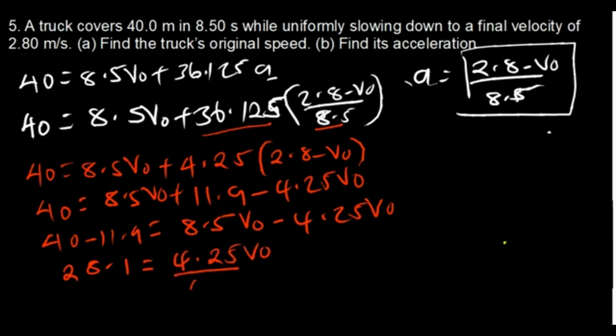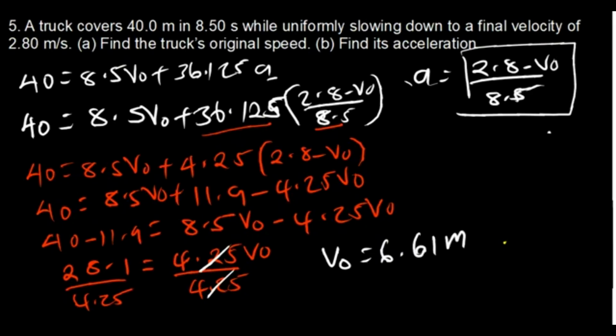Let's divide both sides by 4.25. After doing that, they are going to cancel, and we remain with v initial equal to 28.1 divided by 4.25. So I'm getting my initial velocity as 6.61 meters per second. So that is my initial velocity.